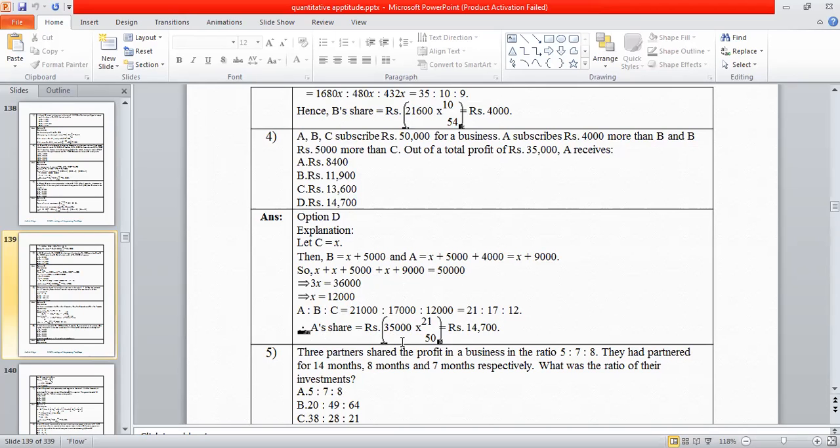So A's share is equal to rupees 35,000 into 21 divided by 50. Here 50 means 21 plus 17 plus 12, it gives 50. So out of that 50, 21 is A's share. So 35,000 into 21 divided by 50 gives 14,700. Okay. Next.